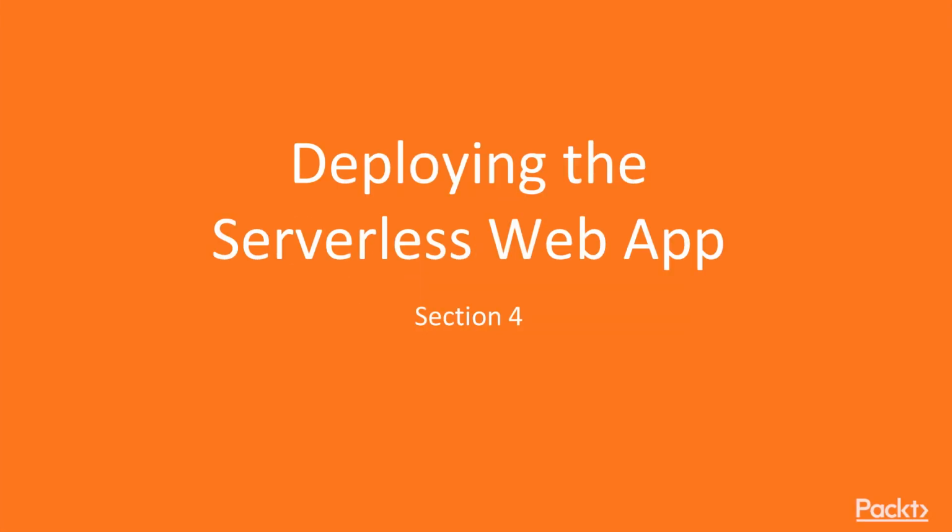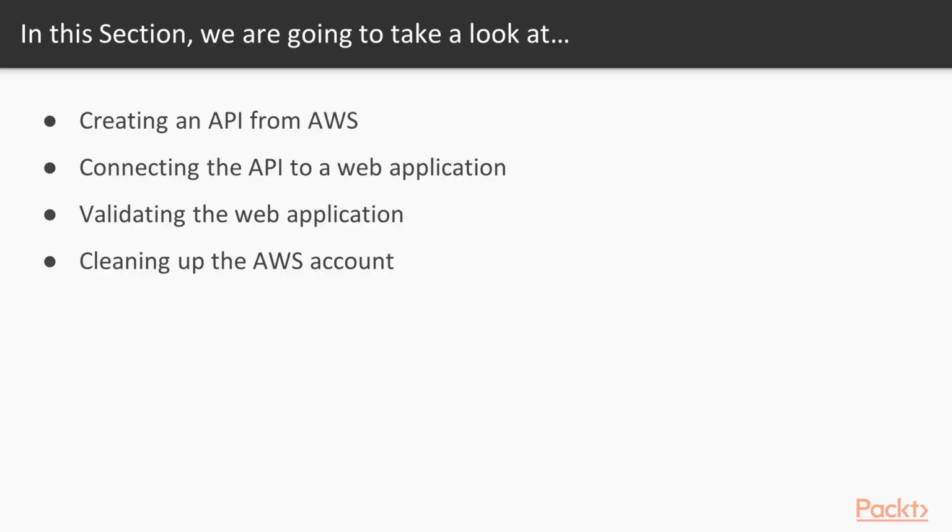Welcome to the section Deploying the Serverless Web App. In this section, we'll see how to create a new API from AWS. We'll then see how to connect this API to the web app. We will validate the web app to test this API. Finally, we will clean up our AWS account by terminating unnecessary AWS resources.